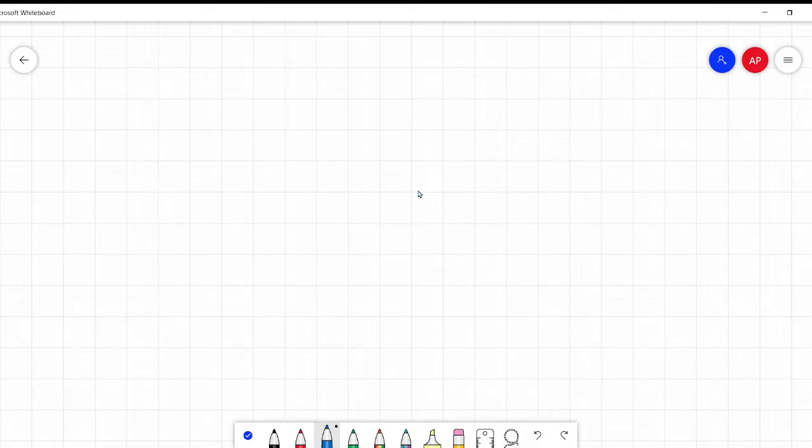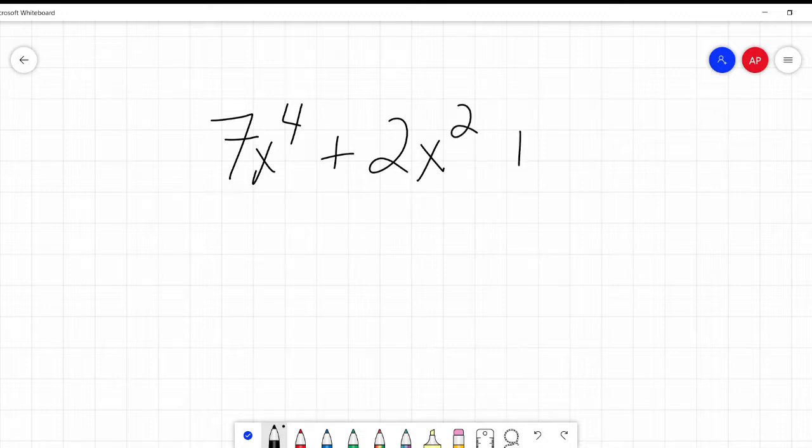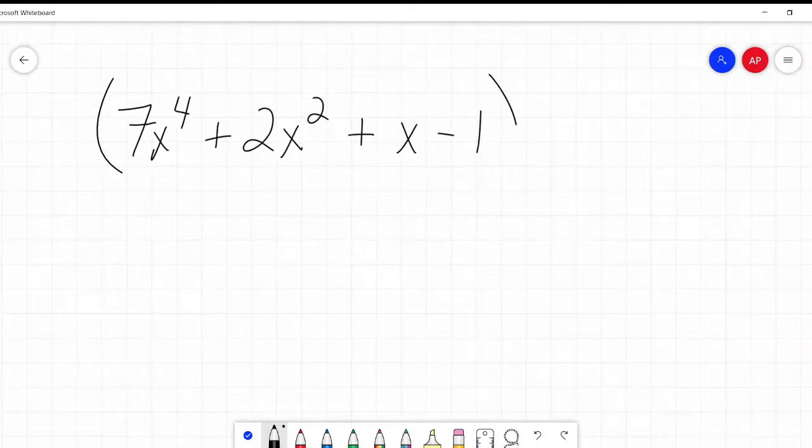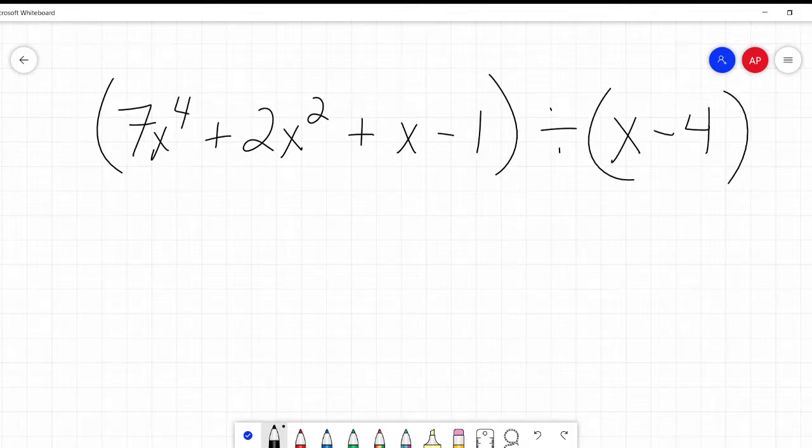This is the biggest one right here. Let's say, and I'm just making this up off the top of my head, so I have no idea if this will divide prettily or nicely. But let's say I had something like 7x to the 4th plus 2x squared plus x minus 1, and I wanted to divide that whole thing by x minus 4. Again, no idea how this is going to turn out.